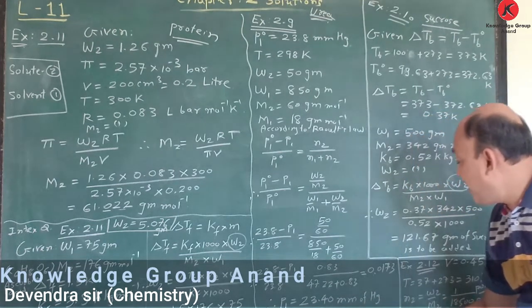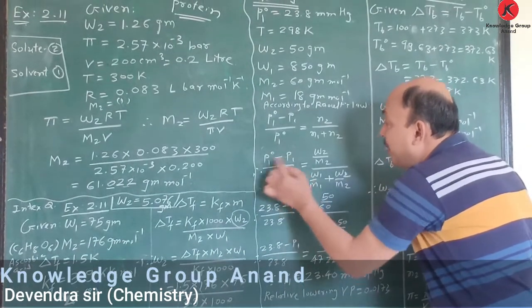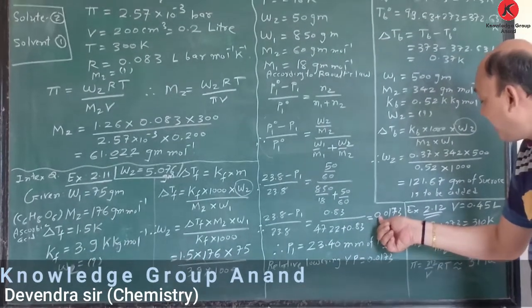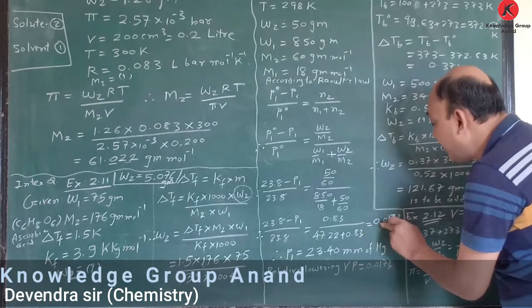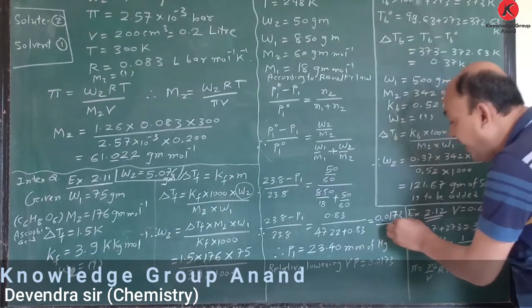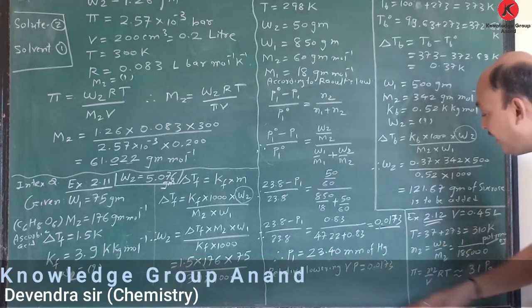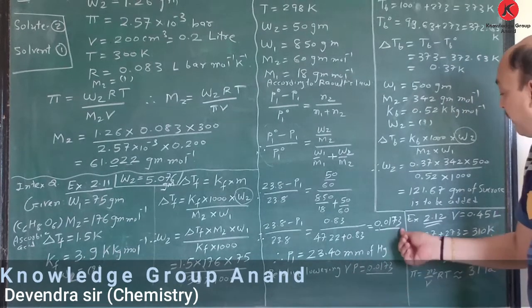Relative lowering of vapor pressure is nothing but this, (P1⁰ minus P1) divided by P1⁰. That answer is nothing but 0.0173, and that value is what we call the relative lowering of vapor pressure.